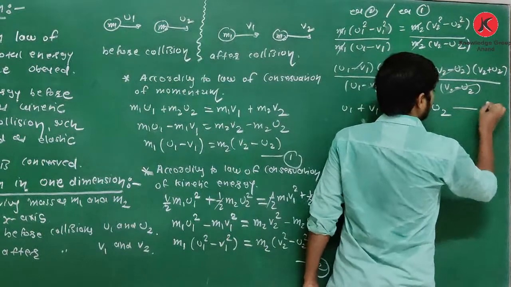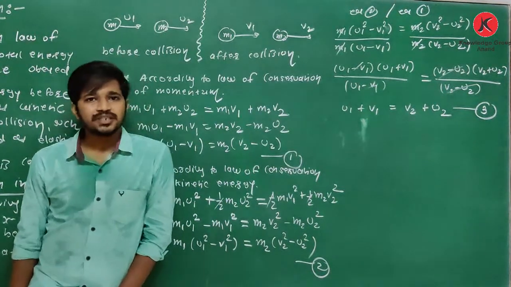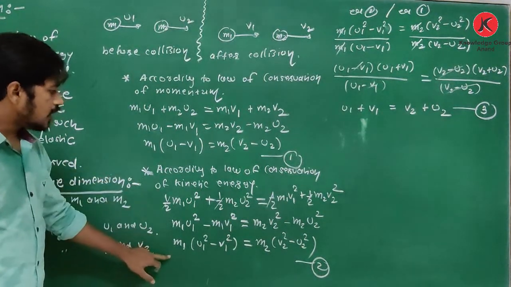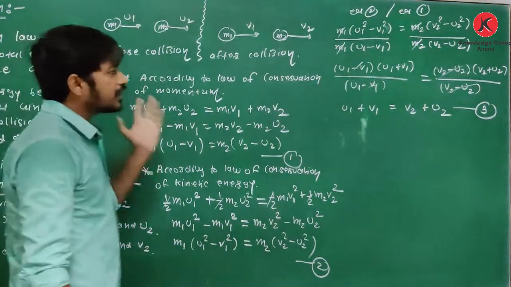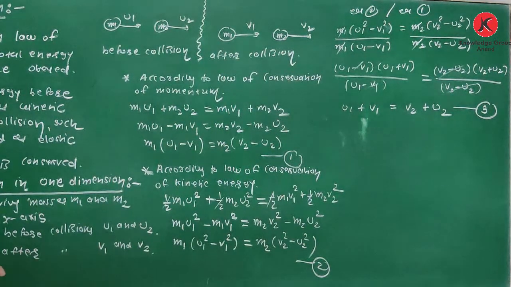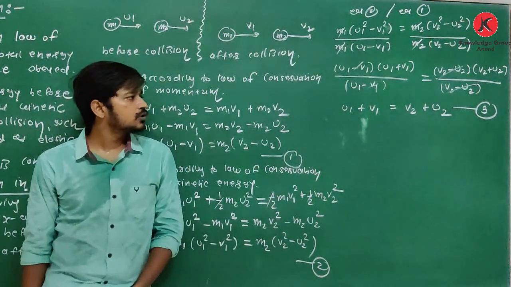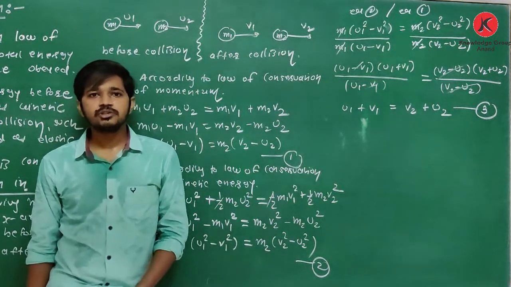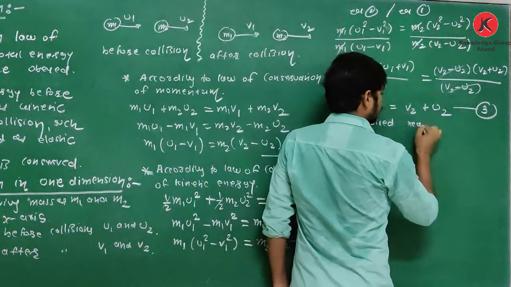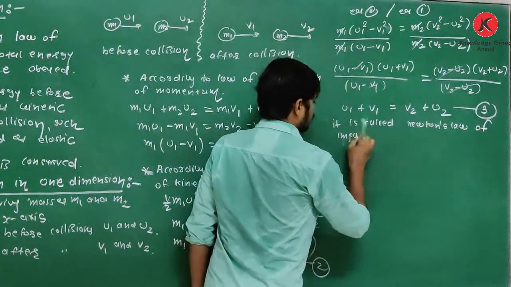So we have three equations: one according to law of conservation of momentum, one according to law of conservation of energy, and by taking the ratio of these two equations we get u1 plus v1 is equal to v2 plus u2, and it is called Newton's law of impact.